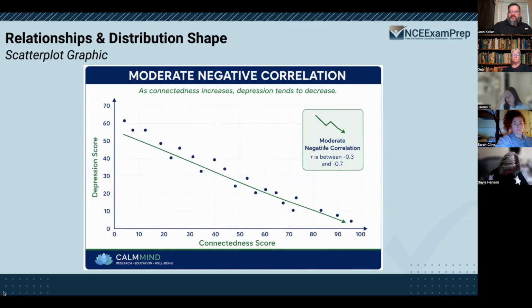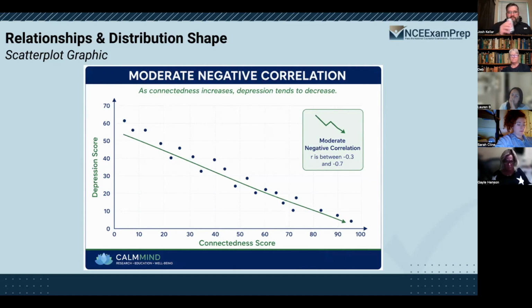This one has a moderate negative correlation because R is between negative 0.3 and negative 0.7. You can see on the chart that some of the plots go down and some go up as they're moving down. It's not consistently moving down, and that's why it would be moderate. Does that make sense? Questions? Yes.